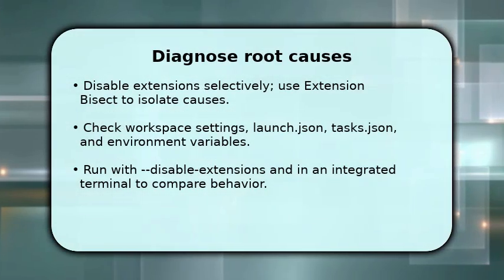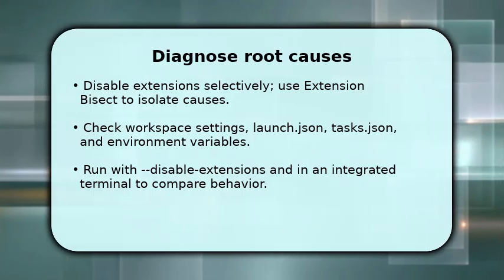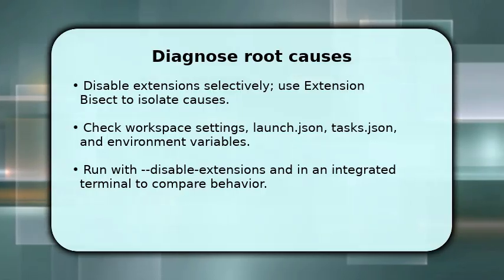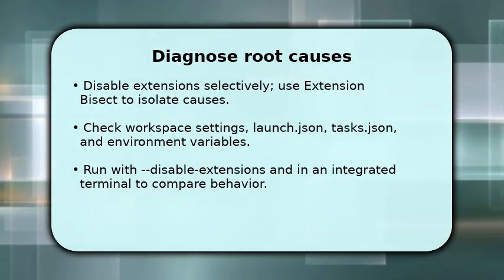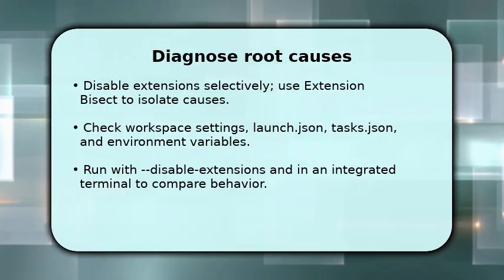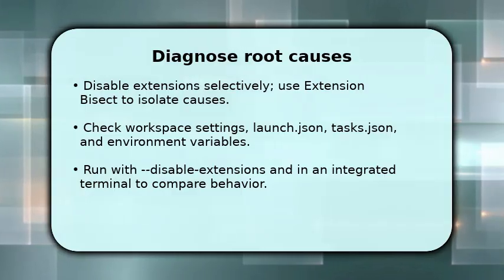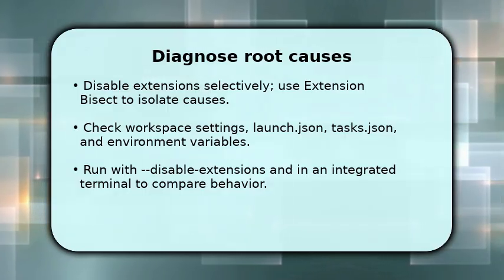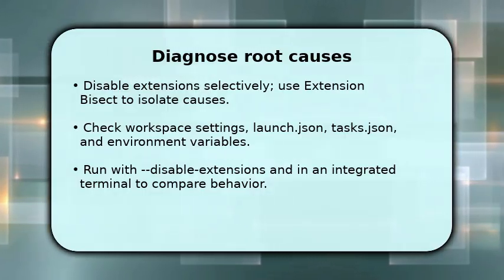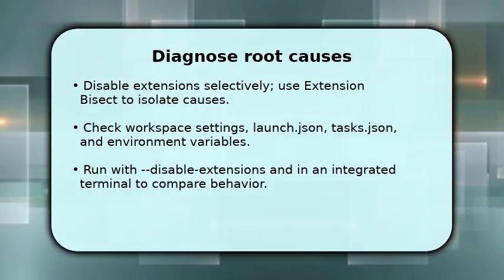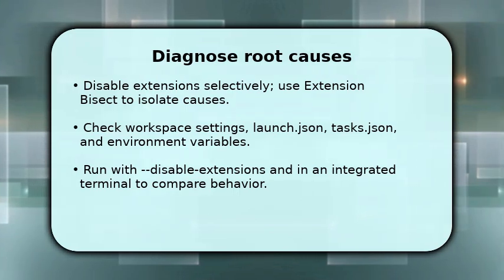Now you narrow the root cause by isolating components. Start with extension bisect or disable extensions individually. Many errors come from conflicting plugins. Then inspect workspace and launch configurations, plus environment variables, because path or runtime mismatches are common culprits. Run the same command in an external terminal and with VS Code launched using disable extensions to compare outputs. These comparisons tell you whether the issue is editor-related, extension-related, or intrinsic to your build or runtime.